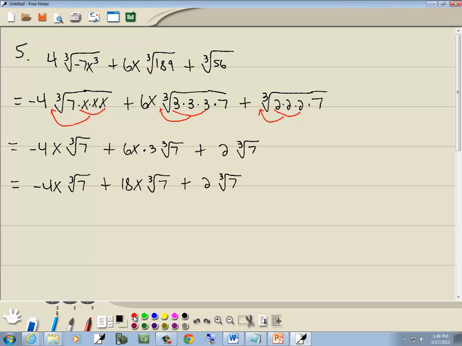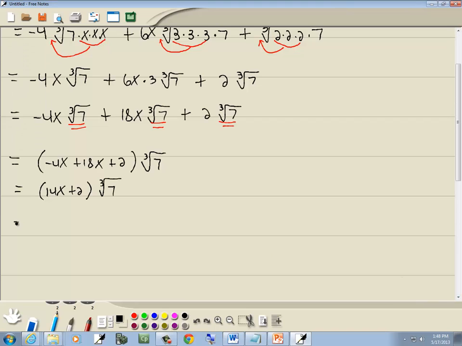Well, if I look at all these, they all have a cube root of 7. They don't all have an x in front of the cube root of 7, but they all have the cube root of 7, which means I can add what's in front of them. So we've got negative 4x plus 18x plus 2 cube root of 7. Negative 4x plus 18x is 14x plus 2 cube root of 7, and that's maybe our answer. Sometimes they'll factor out a GCF. See how these both have a 2 in common? Different books do it different ways. But I'm happy with that answer myself.